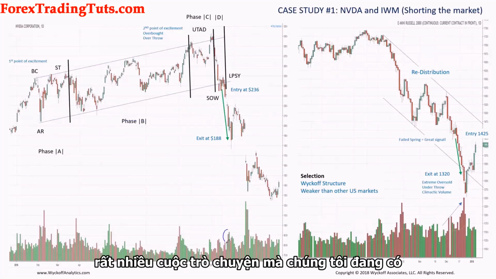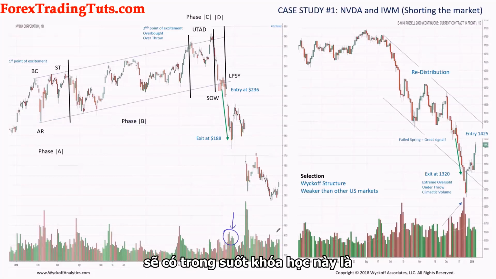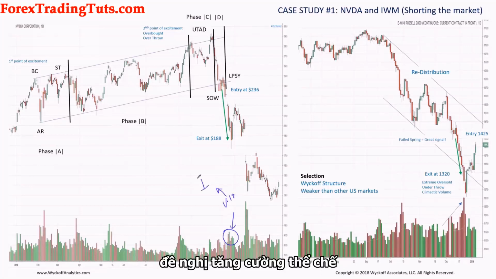So a lot of the conversations that we're going to have throughout this course are going to be about institutional sentiment. Where do they find value? And where do they find liquidity? Those are the two things that institutions require in order to open a position. So increasing volume signature suggests increasing institutional activity.